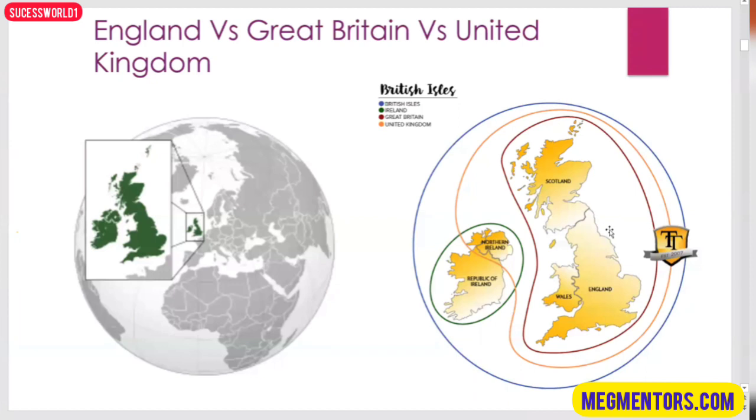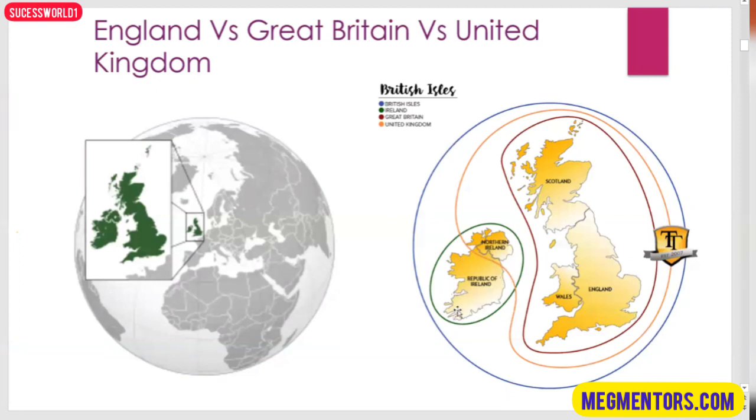Great Britain, on the other hand, includes Scotland, which lies to the north of England, and also Wales, which lies to the west, southwest, right? Scotland, Wales and England together are called Great Britain, all right? And if we are talking about the United Kingdom, that would be this part. You add Northern Ireland to this whole mix of Scotland, England and Wales, and you get the United Kingdom.